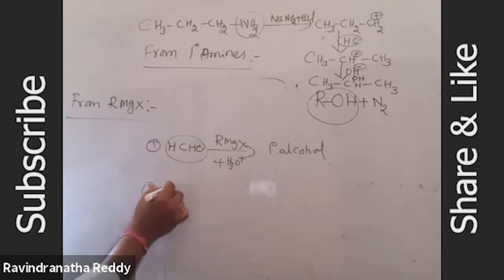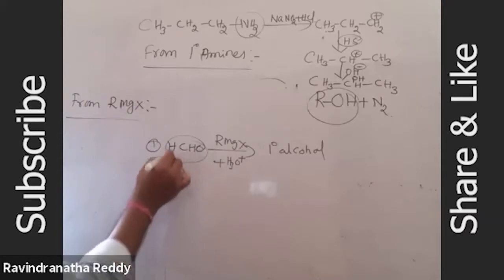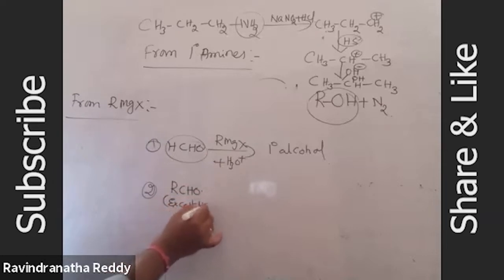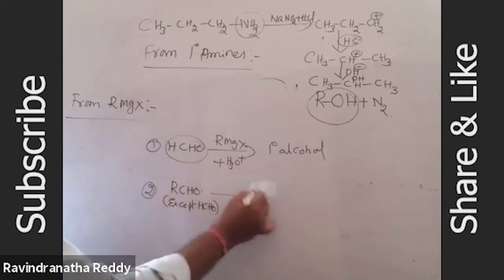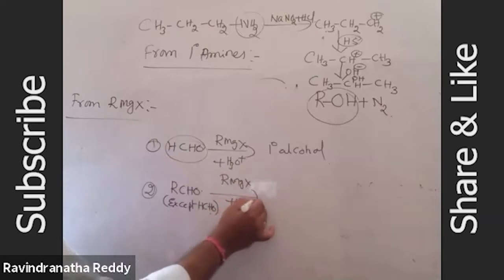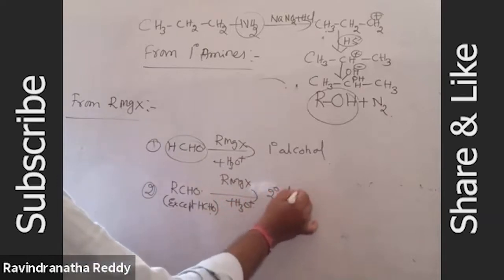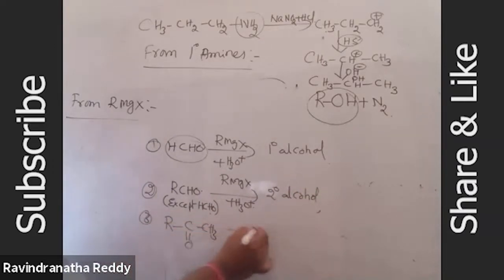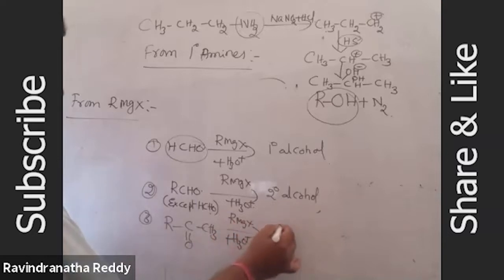Other aldehydes, so aldehydes except formaldehyde. You take other aldehydes, Grignard reagent, followed by hydrolysis. What are you getting? Secondary alcohol. Suppose you are taking acetone. Acetone means RCOCH3. Grignard reagent followed by acidic hydrolysis. So what are you getting? Tertiary alcohol.